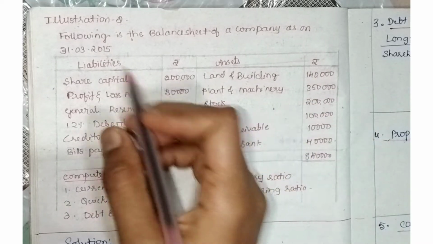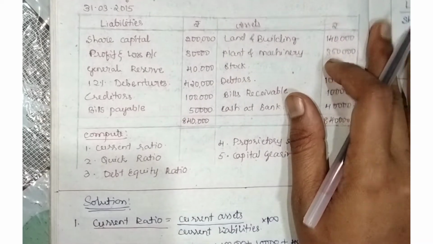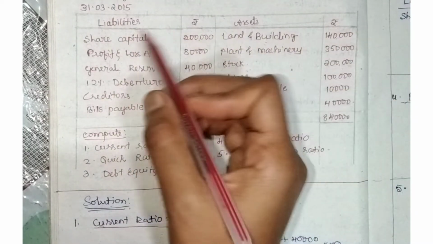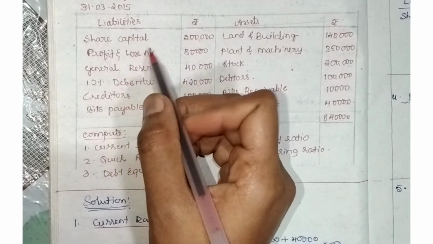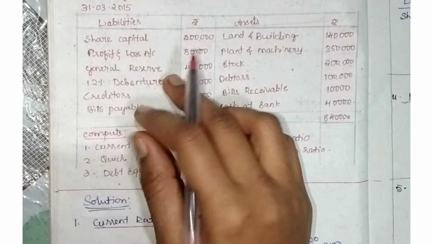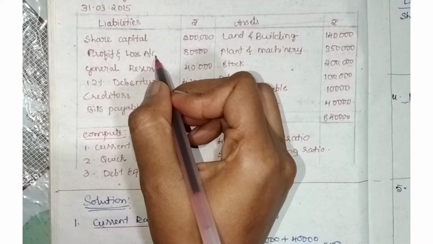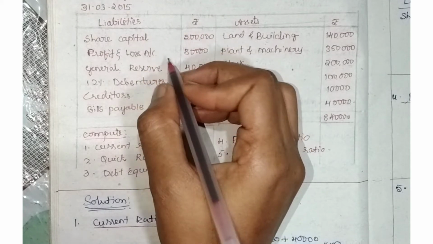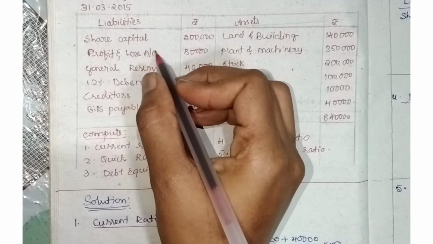In this problem, this is the second problem of ratio analysis. Here, I will read the problem first and explain it. The liabilities: share capital, profit and loss account, general reserve. In this problem, the profit and loss account is a new one. Actually, profit and loss account is also shareholder fund.